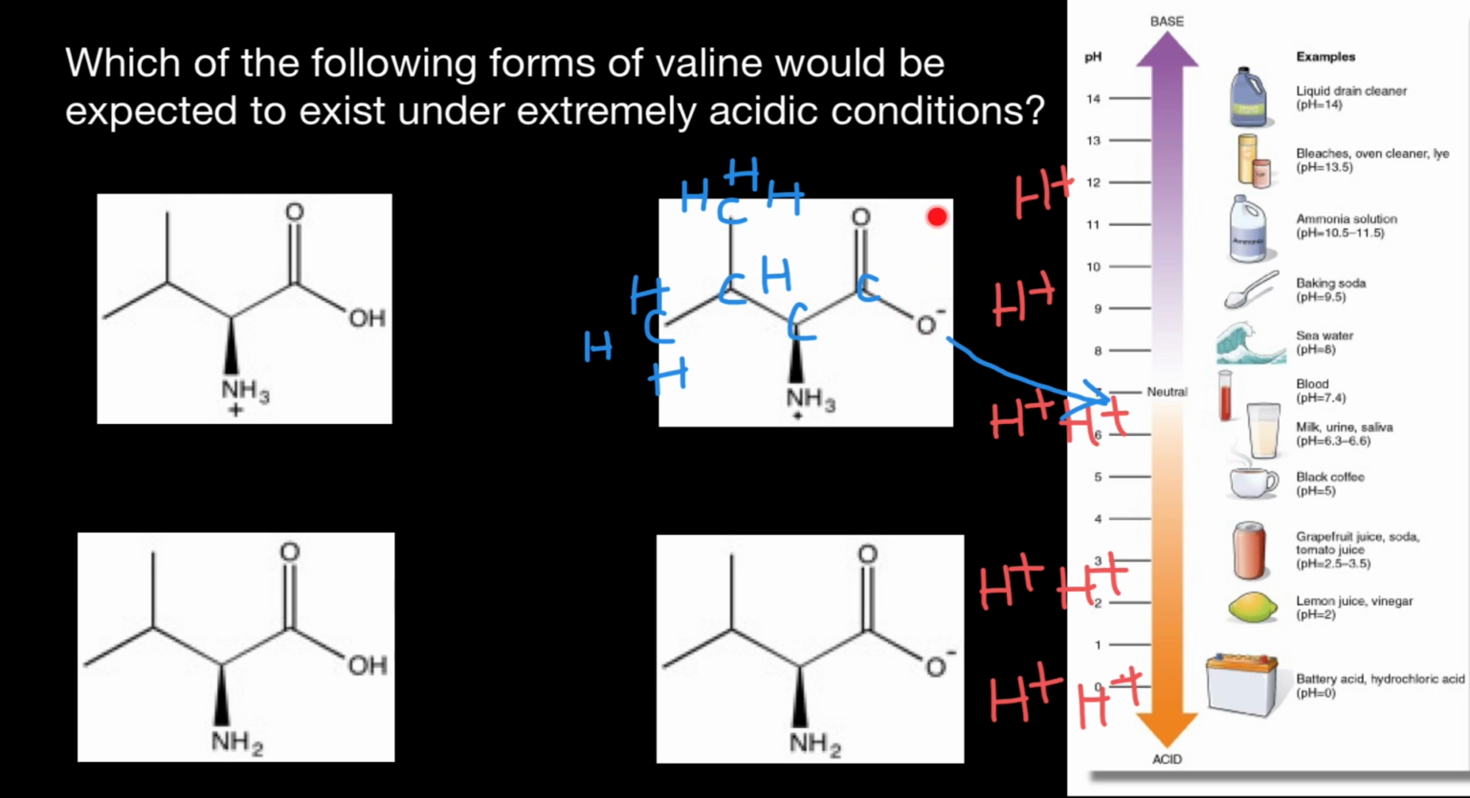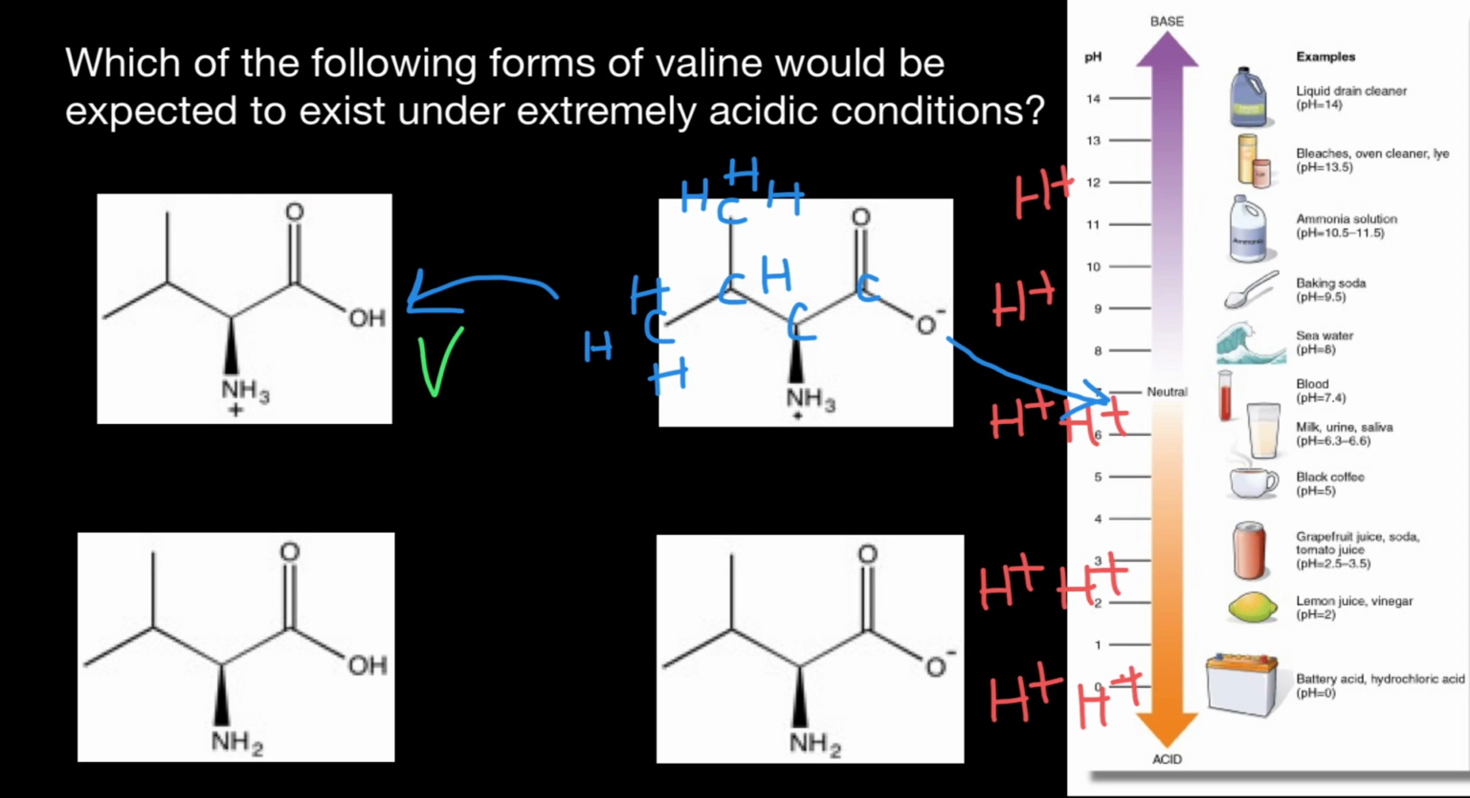But in the carboxyl group, here we have a negatively charged oxygen, and of course a positively charged hydrogen ion would make a bond here, and this would result in this molecule, which lost the negative charge and has only one positive charge here. So this is going to be our choice.